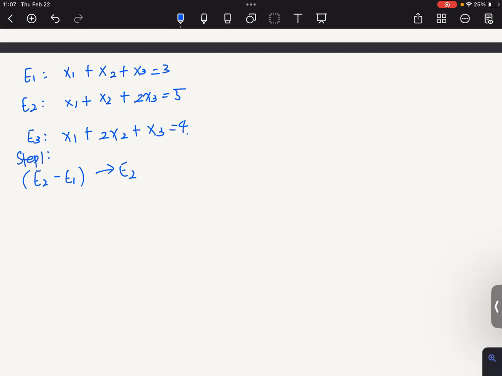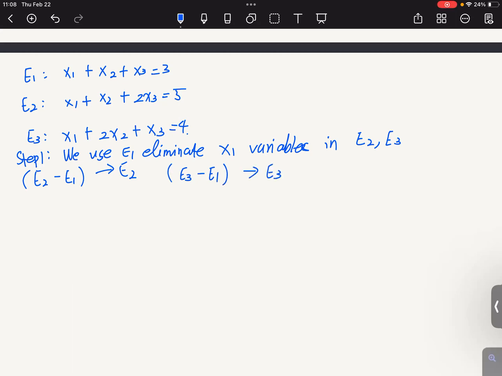So first step, we use equation 1 to eliminate the x1 variables in equations 2 and 3. With equation 2 subtract equation 1, we can get rid of the x1 here. Then for equation 3, you can do the same thing, right? Use equation 3 to subtract equation 1, and replace equation 3 with the subtraction result, and then we get a new system of equations. After the subtractions, you will find that the system of equations is equivalent to the original one. So now what is the new one?